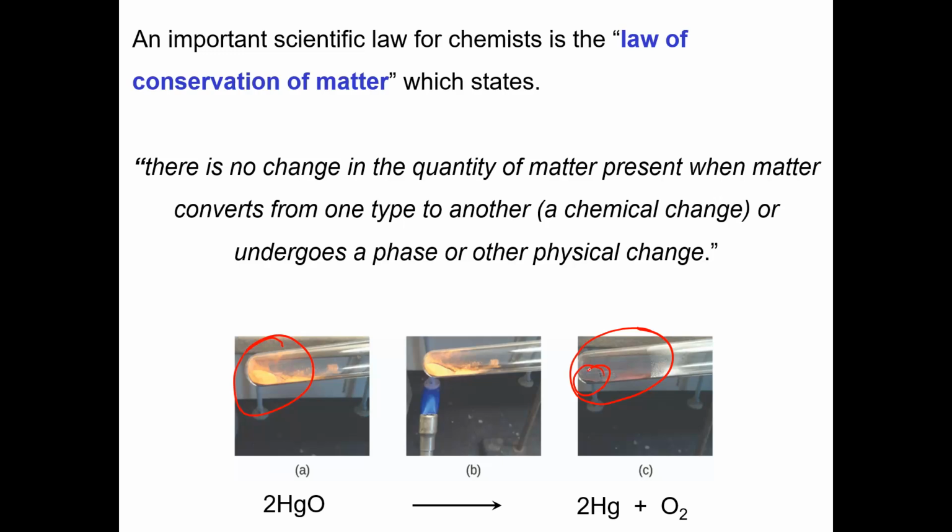and oxygen gas. However, the total mass of the whole system doesn't change. So if you weigh this before you heat it and then weigh it after you heat it, you have the same amount of stuff there, even though a chemical change has occurred. So this is a great example of the law of conservation of matter.